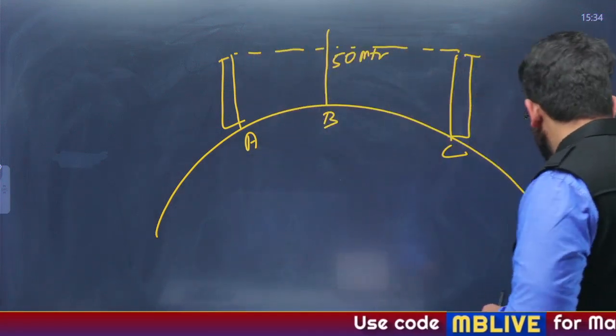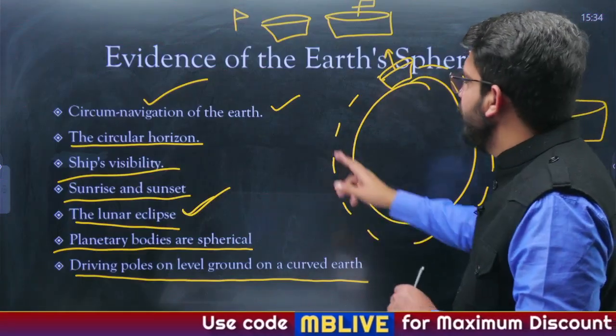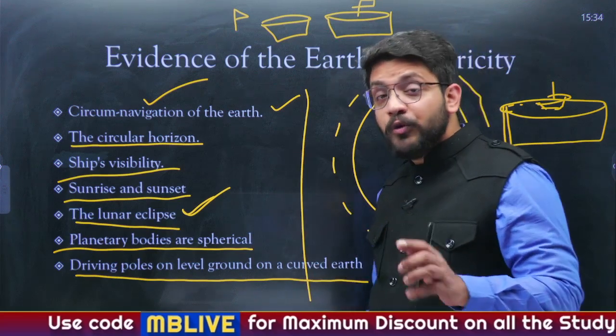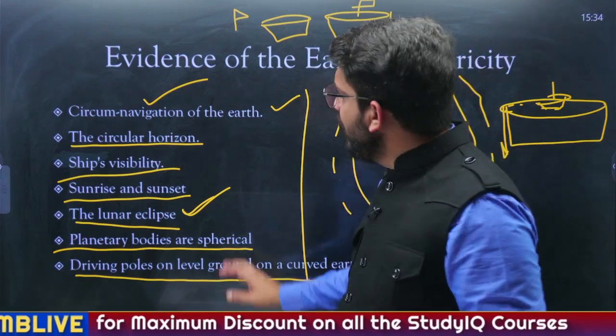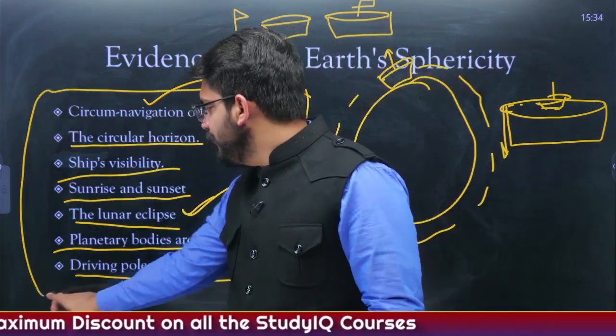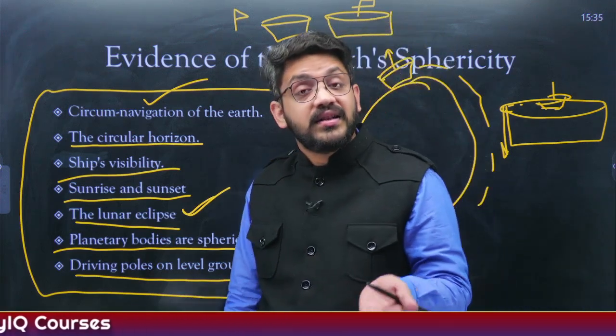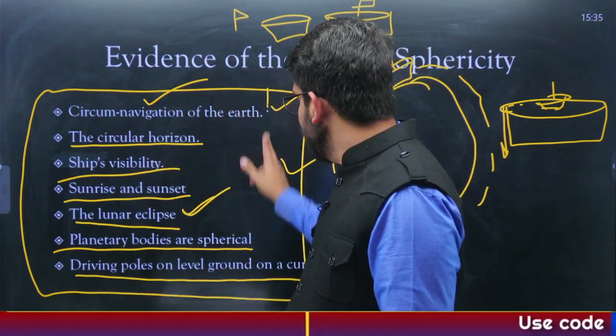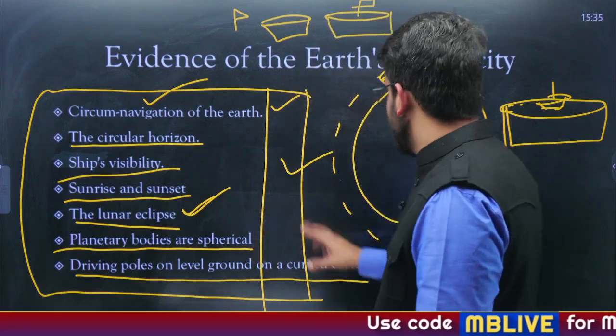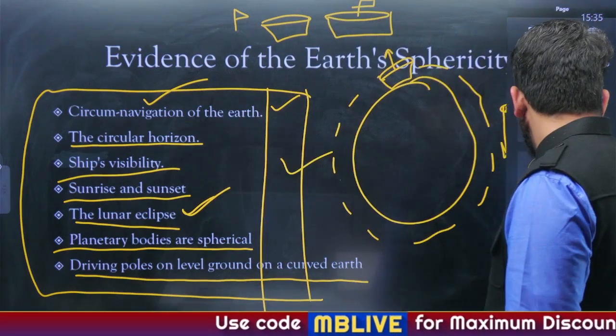Now although this is not very important, what are the evidences of the Earth's sphericity? UPSC will never ask this, but just to explain why we consider Earth as a sphere or as a geoid shape, you must know these examples. These are the evidences of the Earth's sphericity.